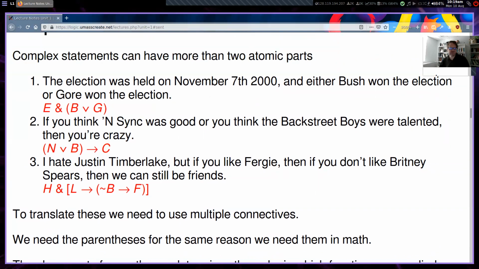So to translate these, we're going to use multiple symbols, multiple signs. The first one we use an ampersand and an or. The second one we use an or and an arrow. And the last one we use the ampersand and 2 arrows, and also a not sign for the "if you don't like Britney Spears."